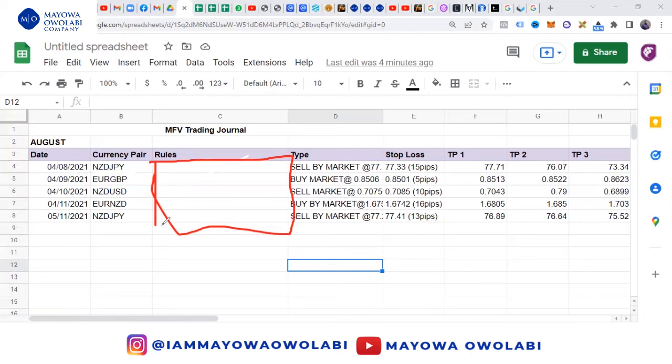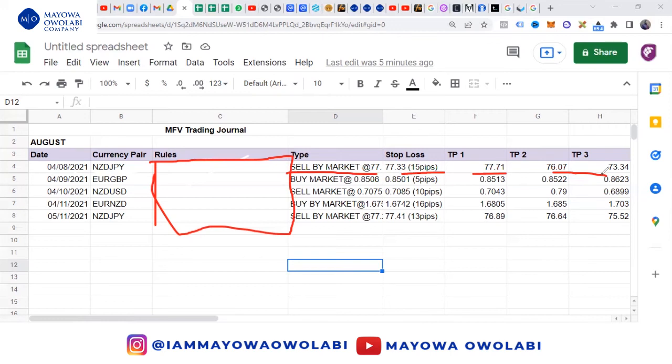Now, once you keep a record of the rules, then you also want to enter what type of entries you went in on. You want to make sure you have your stop loss. You want to make sure you have your take profit 1, take profit 2, take profit 3. Now, take profit 3 is not compulsory. It depends on your strategy. So a lot of times you can go with take profit 1, you can go with take profit 2. But when you go with take profit 1, take profit 2, you want to also know when to break even.